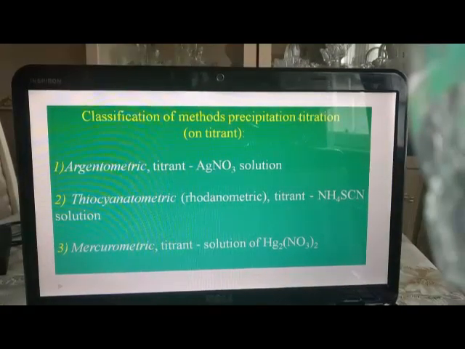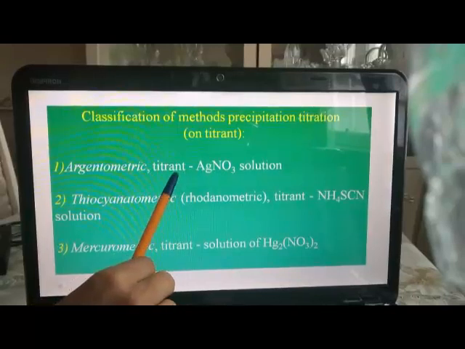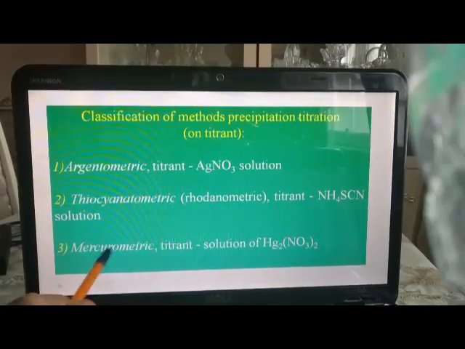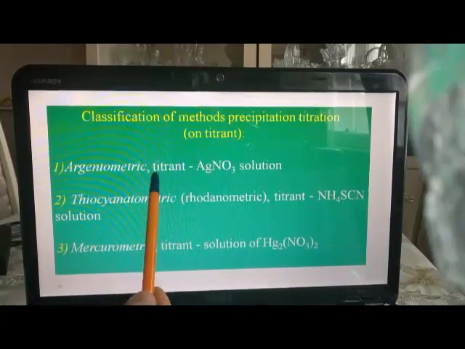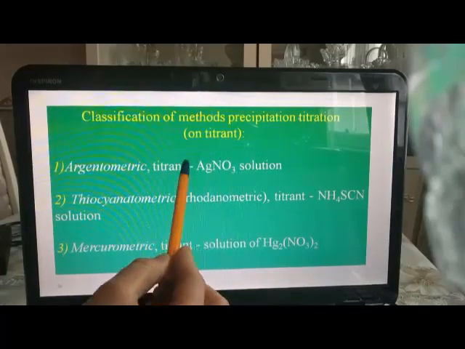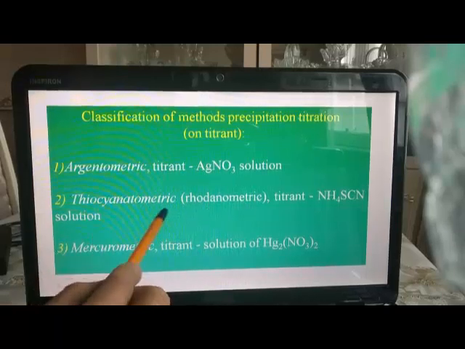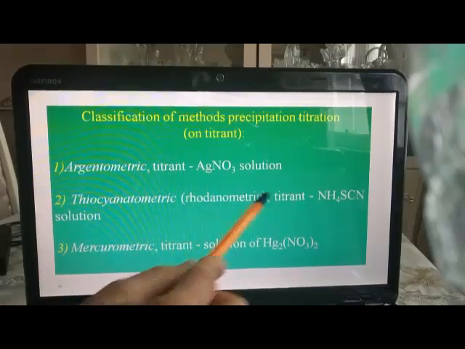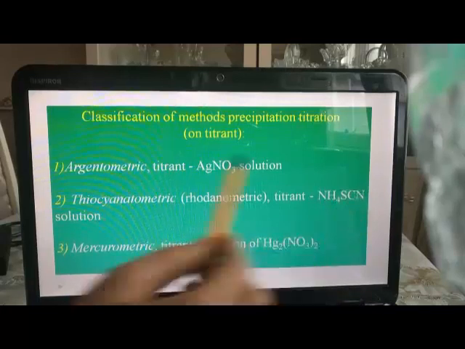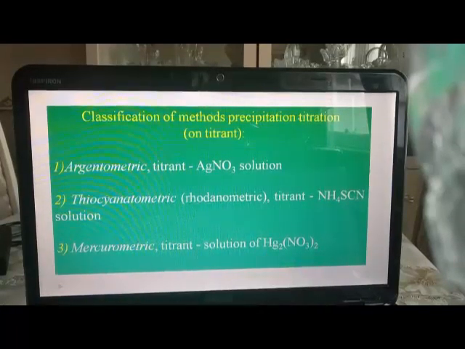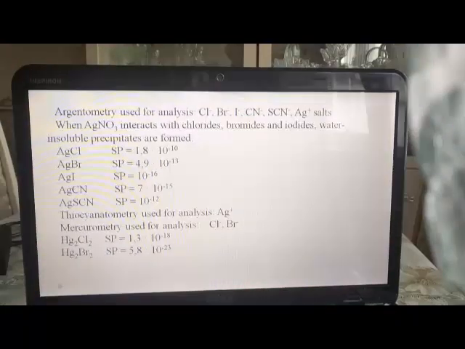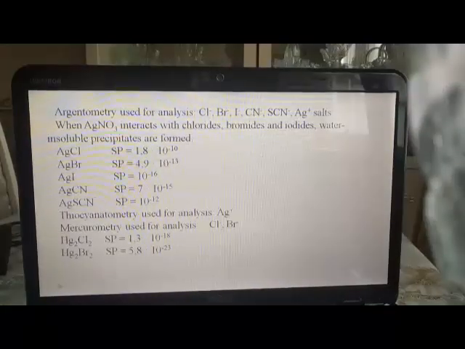Classification of the method. Precipitation titration is divided into argentometric titration, thiocyanometric titration, and mercurometric titration. As we see from the name, in argentometric titration silver nitrate solution is used as the titrant solution. In thiocyanometric or rhodanometric titration, the titrant solution used is ammonium rhodanate. In mercurometric titration, univalent mercury nitrate is used.